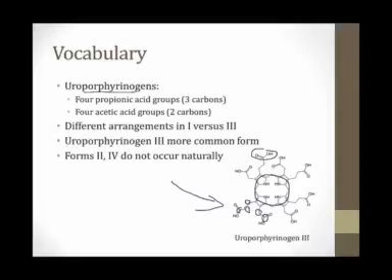So a uroporphyrinogen is a molecule that has 4 propionic acid groups, those are the groups with 3 carbons, and also 4 acetic acid groups, those are the groups with 2 carbons. And it's named uroporphyrinogen 1 or uroporphyrinogen 3 depending on the different arrangements of the propionic acid groups and the acetic acid groups. Uroporphyrinogen 3 is the more common form, that's the form I showed on the last slide in the heme synthesis pathway, and forms 2 and 4 do not even occur naturally.